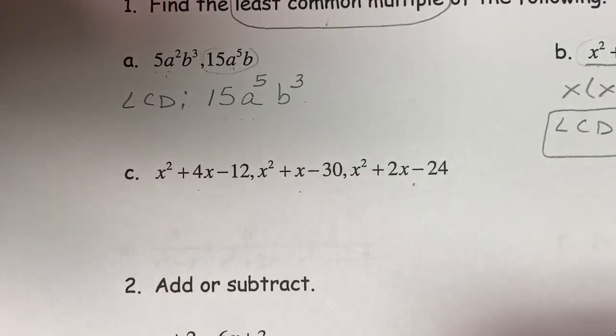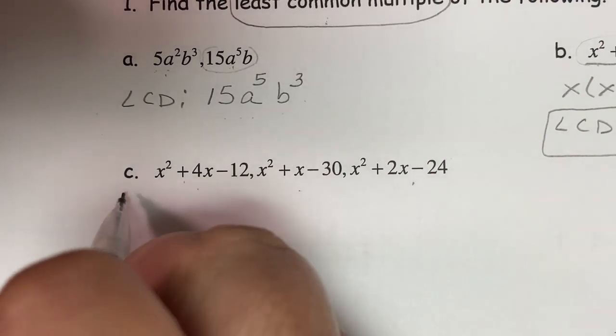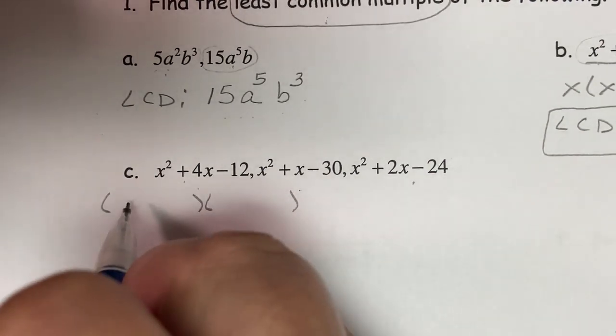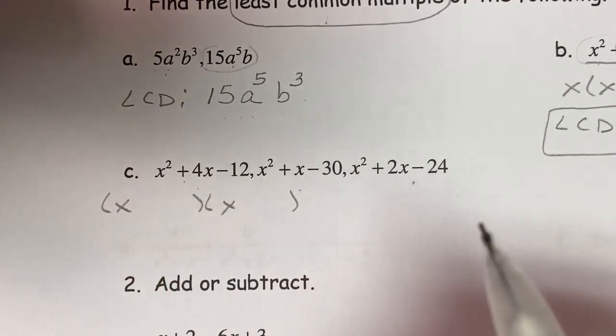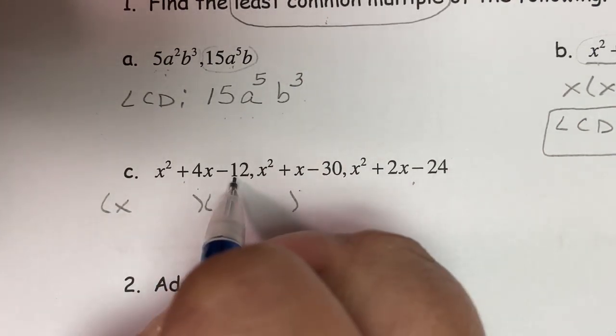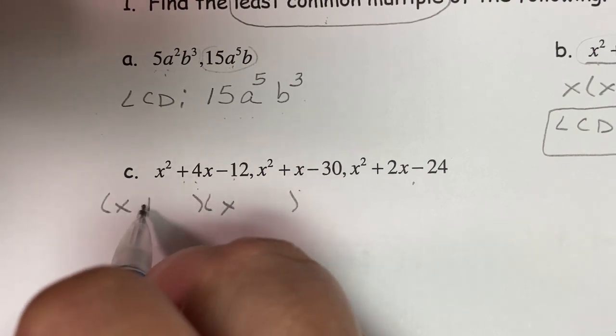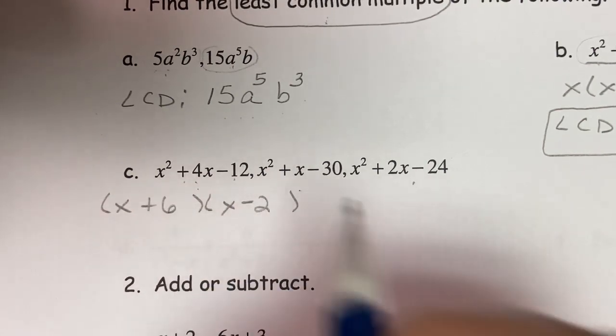All right, so you're back. I'm going to go ahead and factor. For this first expression, each one of them is just going to be backwards FOIL. So we'll have an x, and then what multiplies together to get -12 and adds together to get +4? Well, that would be a +6 and a -2.